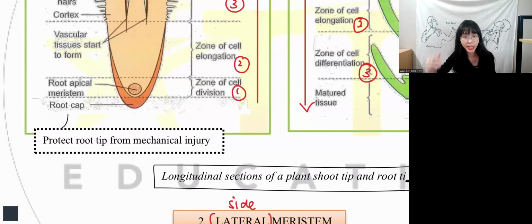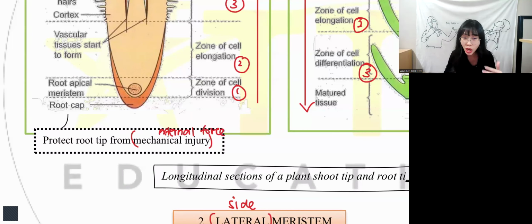Example, bacterial infection is external. For example, maybe we have an earthquake. For example, maybe the soil is too hard. It's called mechanical injury. Mechanical injury has to be external force. It means that the plant cannot do it by themselves. Okay? External force from the outside. We call this mechanical injuries.